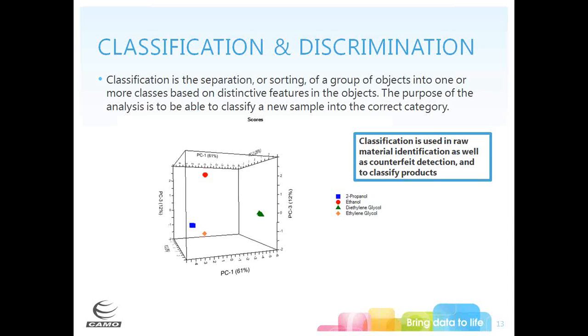We can also do classification, which is this classification or separation of groups of objects based on the similarity of them from the measurements that we've made. The purpose is so that we can classify a new sample into the correct category. So in this PCA scores plot, I actually have different groups, classes of materials that have been measured, and from this we can build up classification models so that a new sample could be identified as being in one of these classes or indeed not being any of the modeled classes.